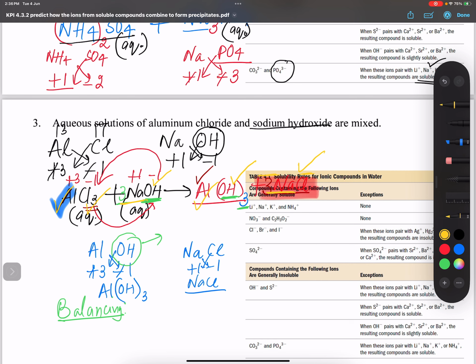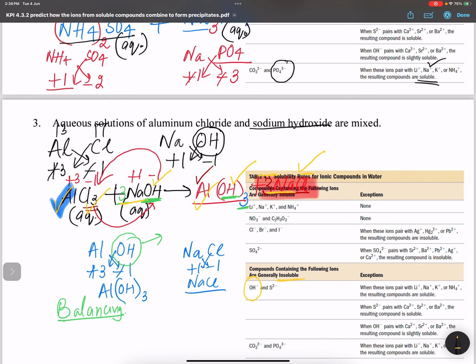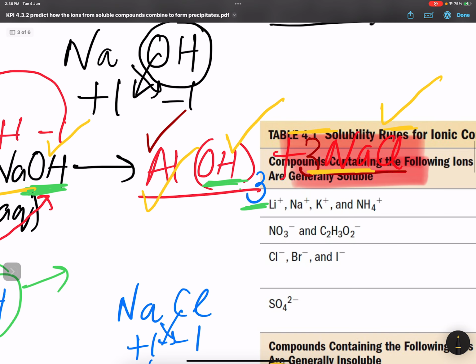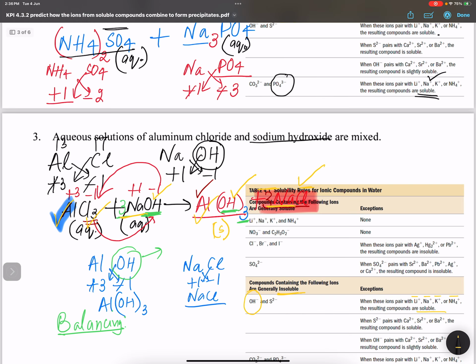AlOH3. So you have to look at OH. They are insoluble. But now it's with Al, so Al is not an exception, so it means they are insoluble. So this is going to be a precipitate, so you will write it as solid. NaCl. So Cl is here, and all Cls are soluble except these ones. So this is going to be my aqueous.